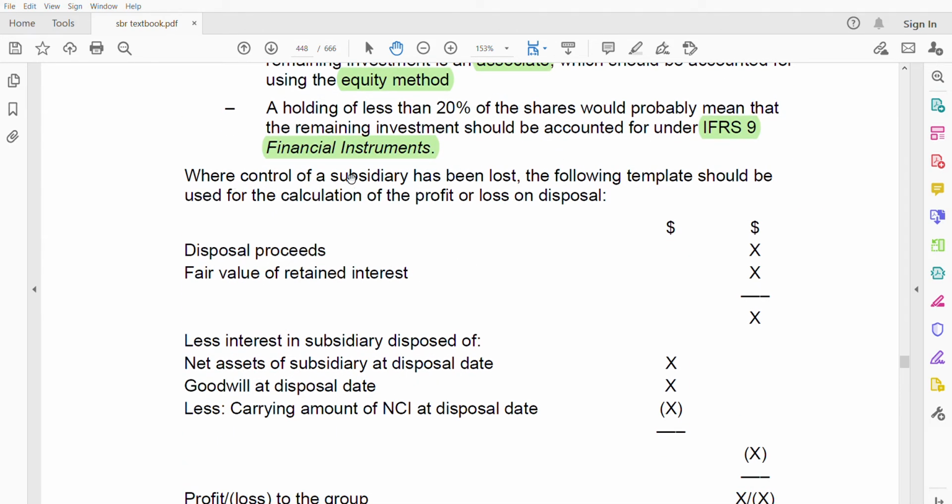So where the control of the subsidiary has been lost, the following template should be used for the calculation of profit or loss on disposal. Make sure that you follow this template. Okay, you will need this. It's very helpful. You will never make a mistake if you follow this template, even in the exam. This is for calculating profit or loss when you're disposing, only when you have lost the control of the subsidiary. When the control is still retained, then you should not use this template.